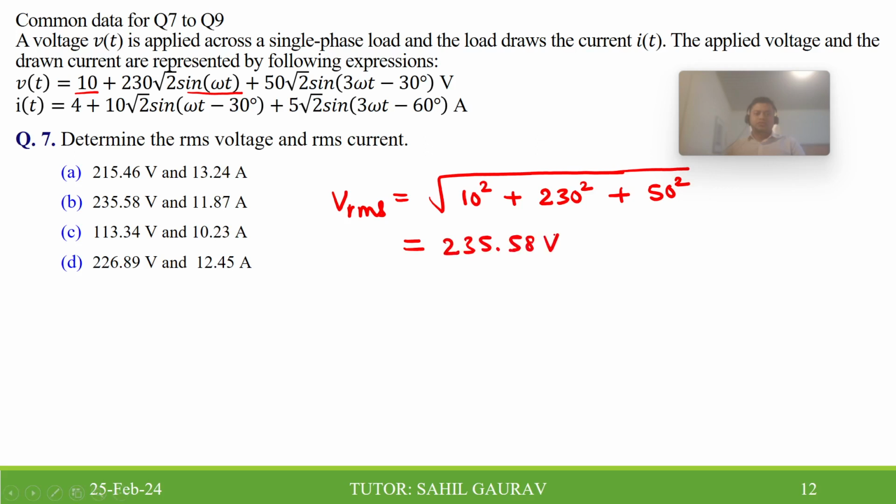So it is just simple to find the RMS voltage and current if it has harmonic components and a DC value. You have to take the square root of the summation of all the RMS square values, and then you will get the equivalent RMS value.